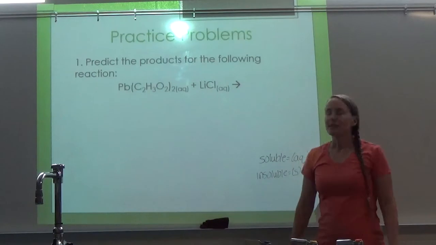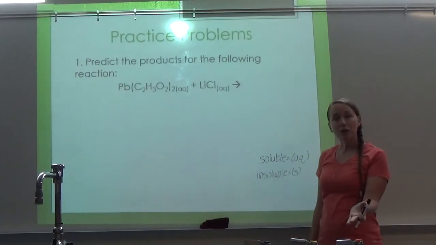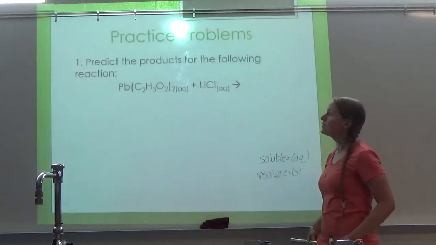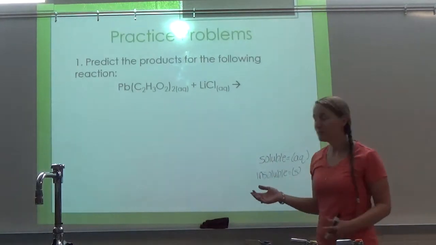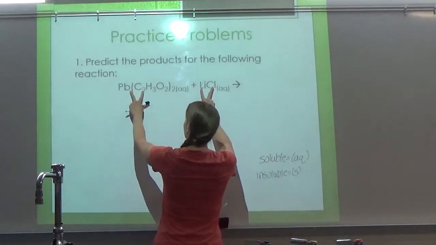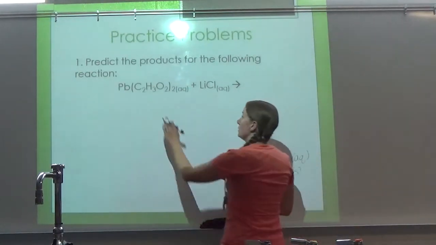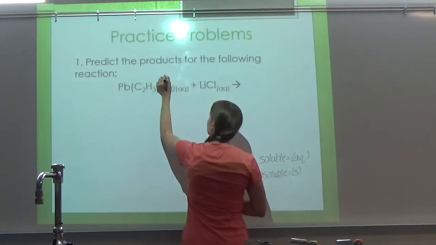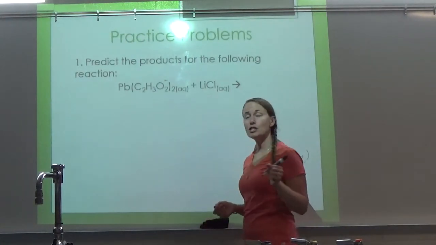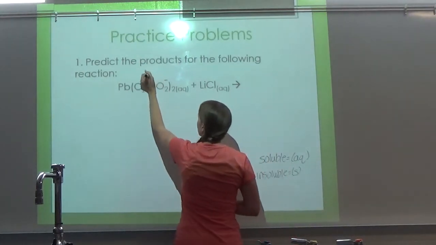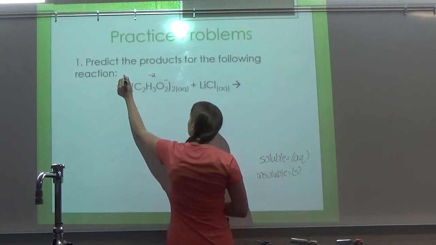Let's look at this one. Maybe pause the video and try it on your own. Just see what you can do. I'll assume you've done that. Again, we have double displacement because we have two things paired up. So I need to swap my positives, but I'm going to start by writing my charges. C2H3O2 is acetate. It's -1 on your polyatomic ion sheet, but there are two of them. So that's really -2. So lead has to be +2.